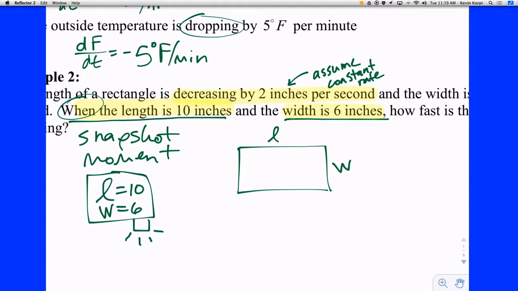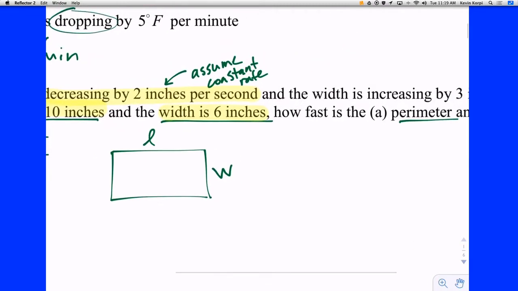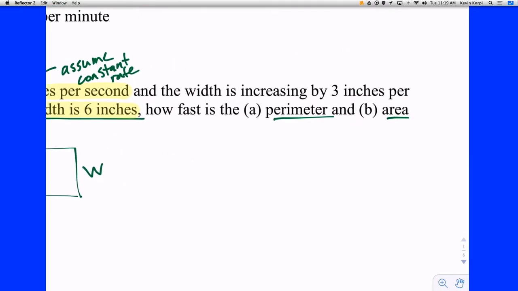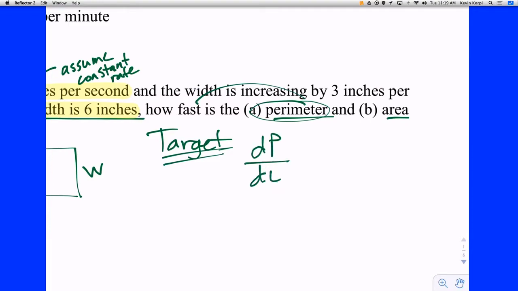That's your snapshot moment. Okay, so here's what we want to do. The last part gives you the question: how fast is the perimeter changing at that moment? You want to give yourself a target. If you don't have a target and you start shooting, then you're never really going to know if you hit what you want. It gives you something to aim at. Your target is your answer. We want to know how fast the perimeter is changing. That's the rate of change of the perimeter with respect to time. What letter do you want to call the perimeter? P. Good. I'm going to let dP/dt be my target. I'm looking for dP/dt, the rate of change of the perimeter with respect to time.